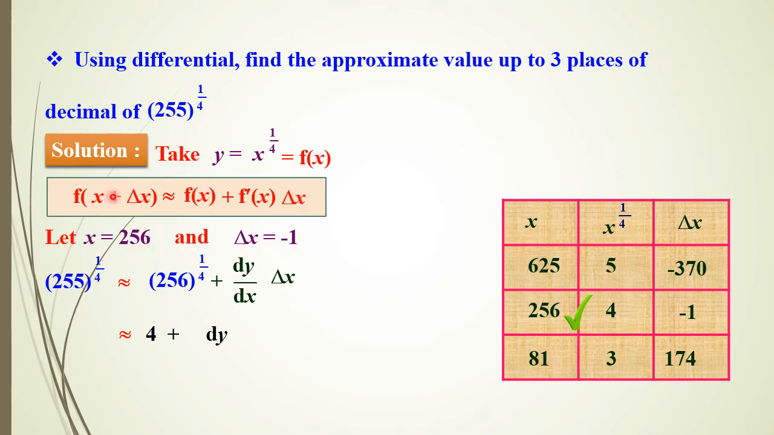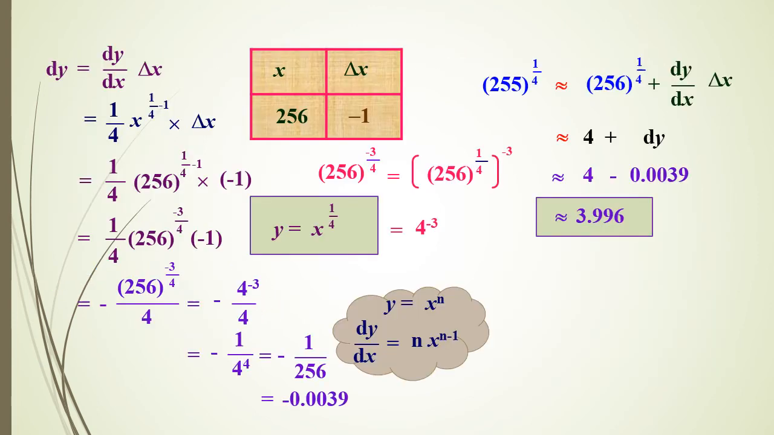And next, this is the standard formula used here for finding the approximate value of the fourth root of 255. Now x is 256, and we know it very well. Then dy = (delta y divided by delta x) into delta x. Next, we can determine it very easily now. Delta y by delta x, or dy by dx.